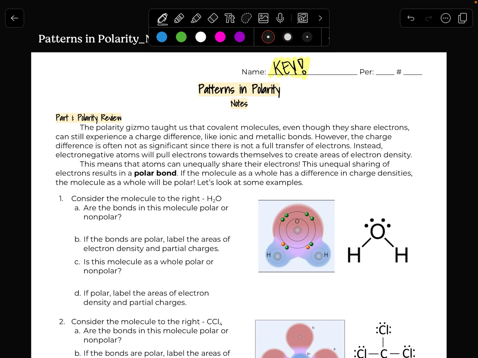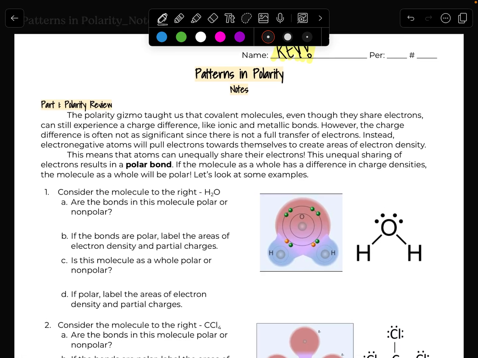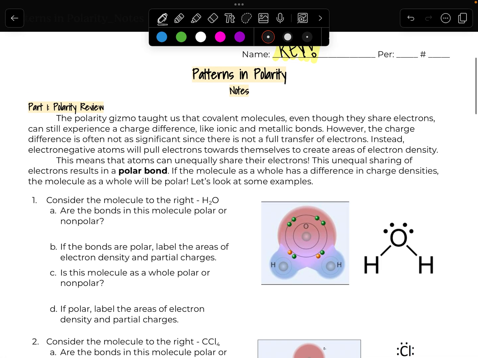So to review, we're going to take a look at a couple of examples, starting with water, our favorite molecule. If you take a look at the pictures here, I've given you the Lewis structure on the right, and then on the left, I've given you a screenshot from the gizmo that we were using. I wanted this to look like something familiar to you, because it's got a really nice color coding situation to it, right?